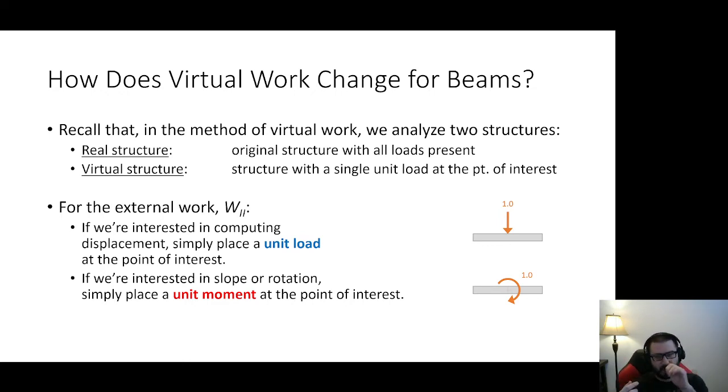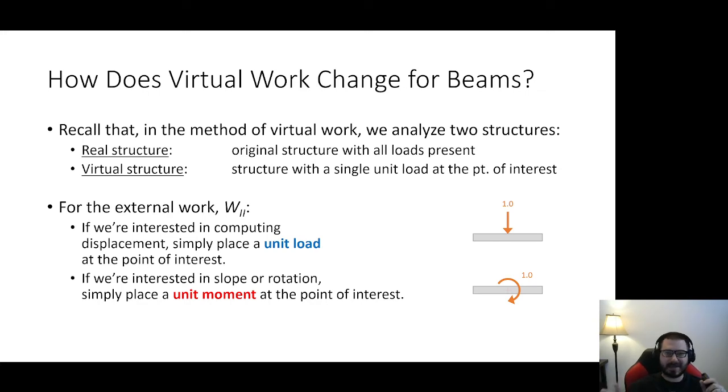So now you can see where concentrated moments are becoming not just something that you need to understand from the real world standpoint. If you have a cantilever beam, it's going to have a moment reaction and what have you. Or if you have an element framed into a beam that's being twisted, you're going to have a concentrated moment. But now concentrated moments are becoming an analytical tool. We have to be able to handle them because we're actually using them to compute rotations. So if we're interested in computing deflections, place a unit load. If we're interested in computing rotations, place a unit moment.